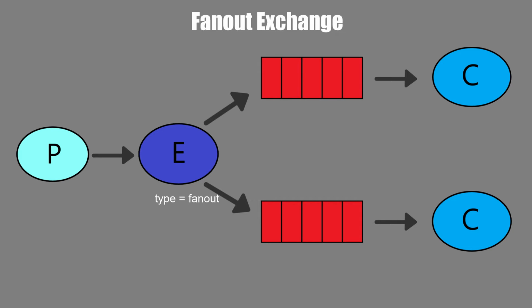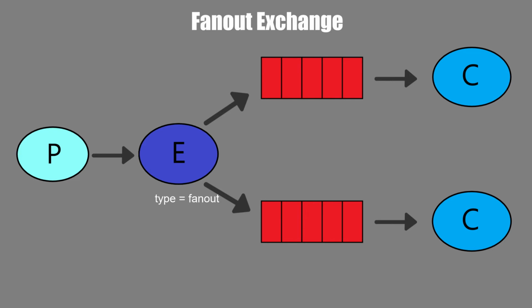So Fanout works as a broadcast. Whenever you publish a message to an exchange which has the type of Fanout, it will send that message to all its associated queues. So now all our logs will be sent to all the consumers associated with the exchange.